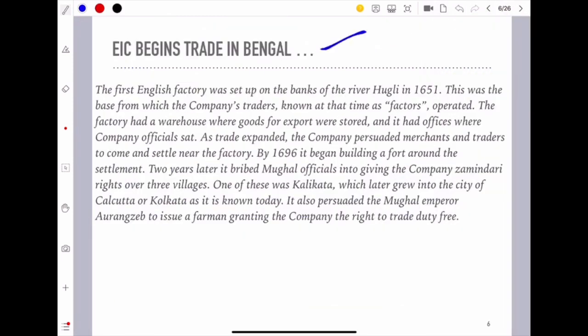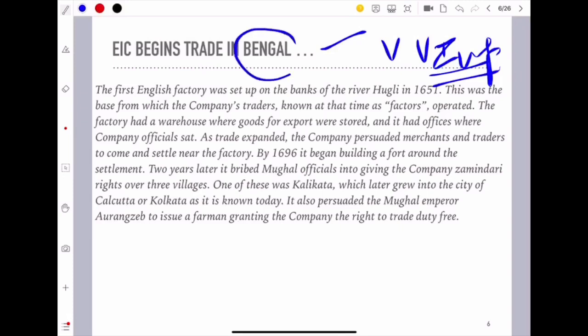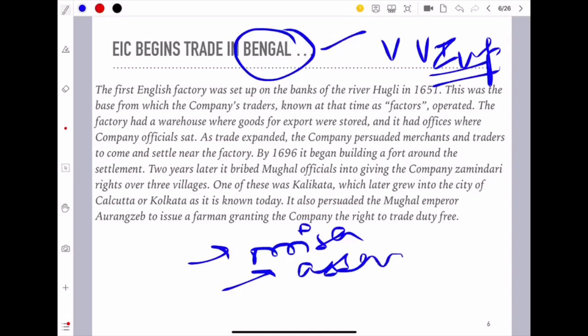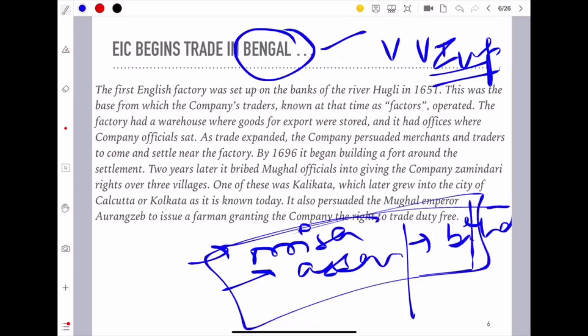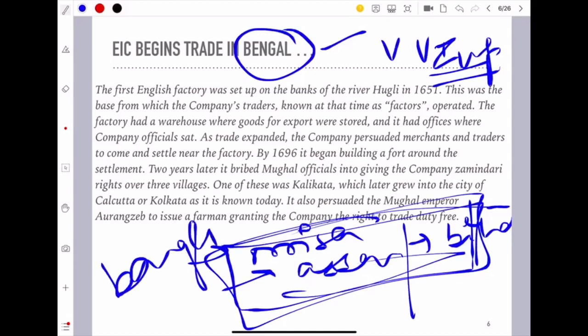The East India Company begins its trade in Bengal. Very, very important. Please look over here. The Bengal over there was not the Bengal that you have presently. It was composed of Orissa, Assam, Bihar, and many other states. It was not alone. It comprised Bangladesh, everything, man, everything.